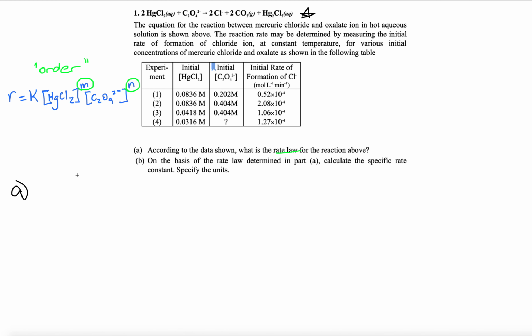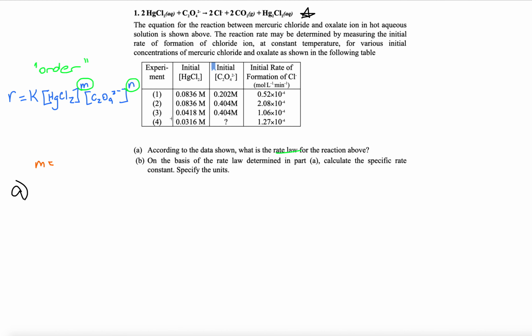So the first thing that we need to do is sort of look at the data. I'm just going to go for HgCl2 first. So I'm looking for M right now. Because it's first, but you could start with C2O4 2 minus if you wanted to, but I'm just going to start with HgCl2. Let's just make it nice and easy. So the first thing that you want to do, what you're actually going to end up doing is two experiments divided by the other. So one experiment divided by the other.